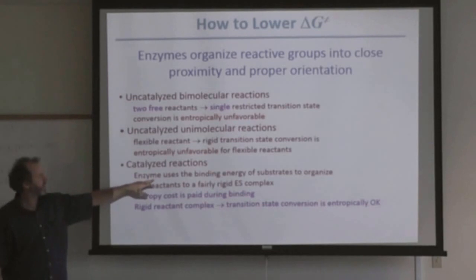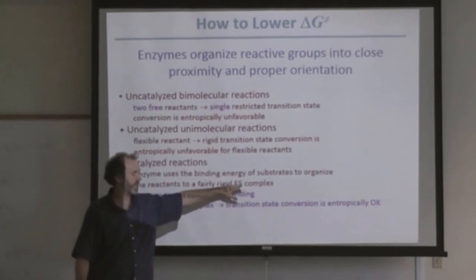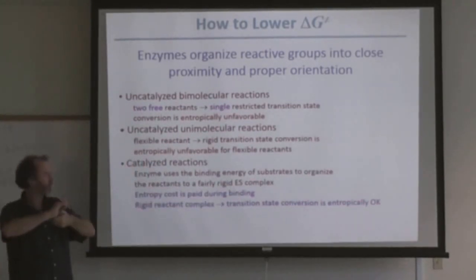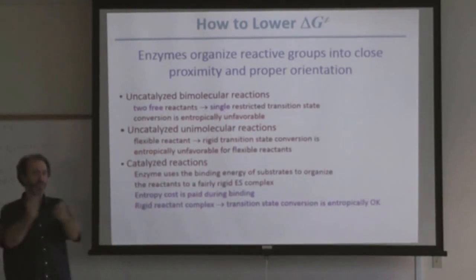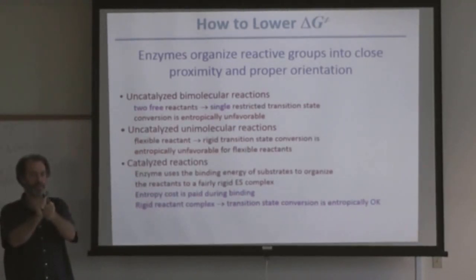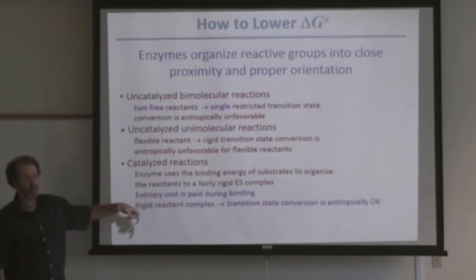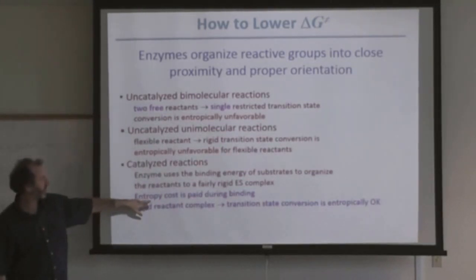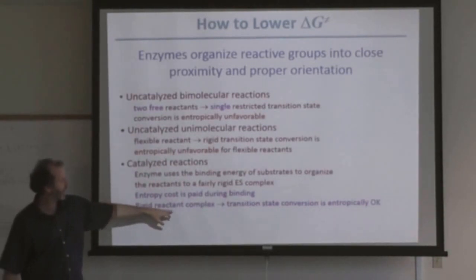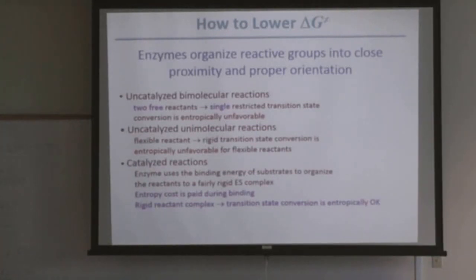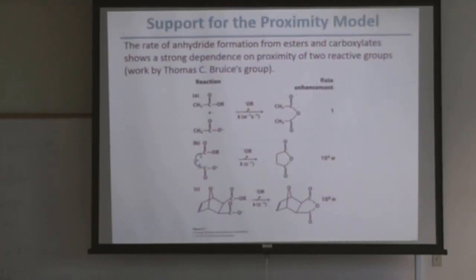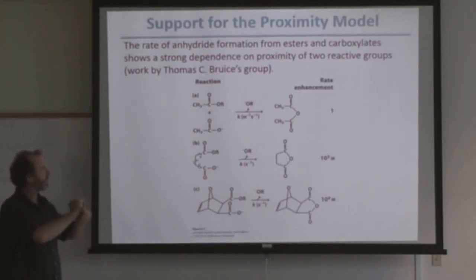So in catalyzed reactions, enzymes use the binding energy of the substrate to organize the reactants into a fairly rigid ES complex. They bring the local concentration of both higher and give them the right orientation and put them where they can react. Entropy cost is paid during the binding. You get a rigid reactant complex. Transition state conversion is then entropically okay. And this is some support for that proximity model. That's what I was talking about. Enzymes bring them close together.